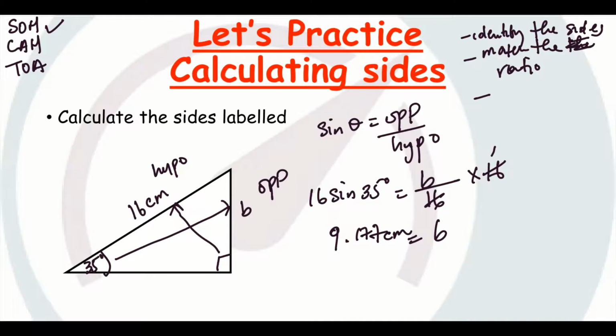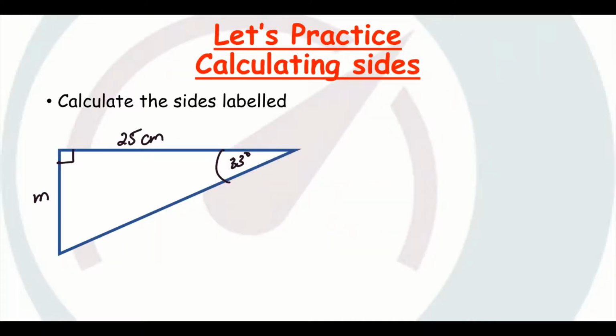Let's do another example. Alright, so we have our next triangle here, and our angle is 33 degrees. We're asked to find the side M, and we're given 25. Now let's identify the sides that we have here. So we have our opposite side, and this side is our adjacent. Now if you need to write it out, SOHCAHTOA.